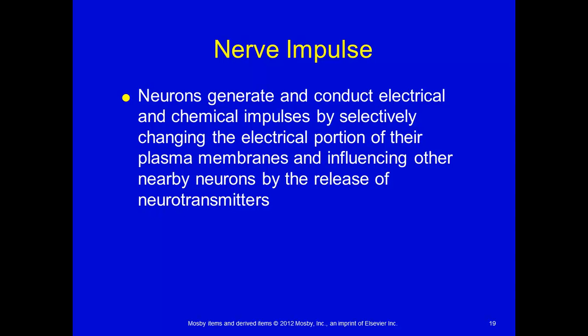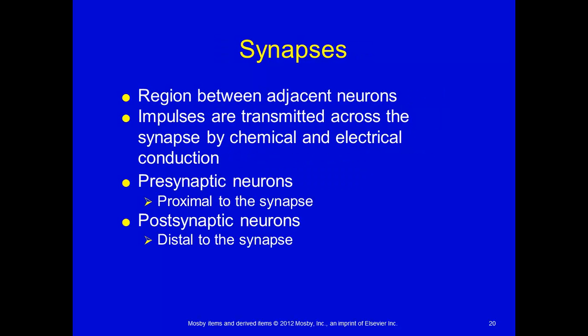So very good. As you know then, neurons are not physically continuous with the next neuron, right? So what is this communicating factor between neuron 1 and neuron 2? Synapses, neurotransmitters, right, exactly. So we know that synapses are that region between adjacent neurons. Impulses are transmitted across that synapse by two different types of conduction, by chemical and by electrical conduction.